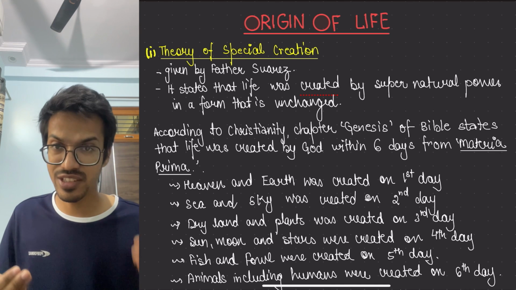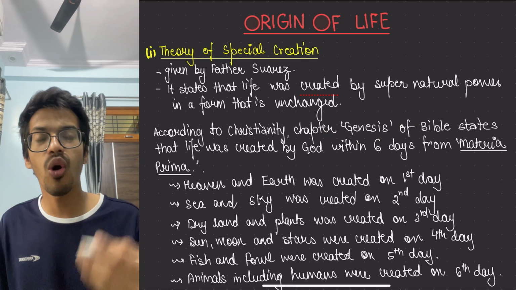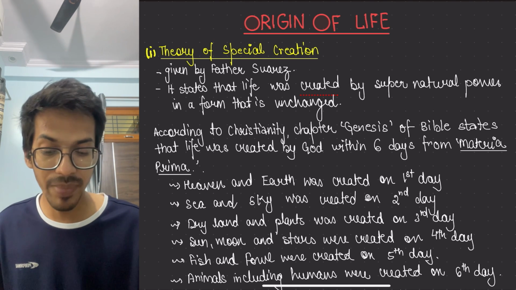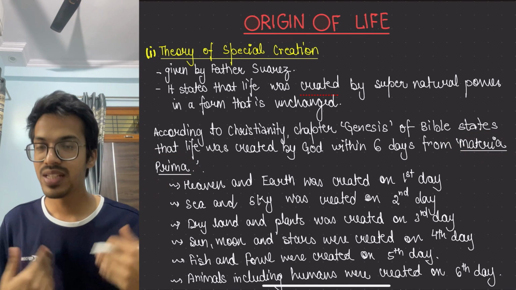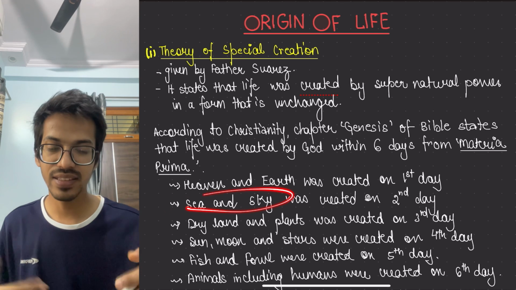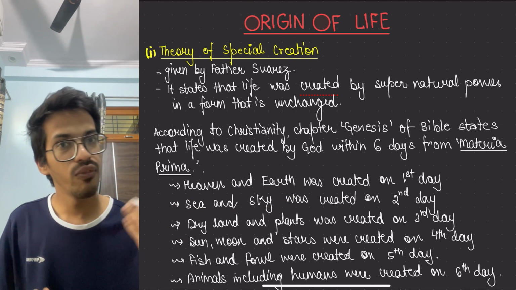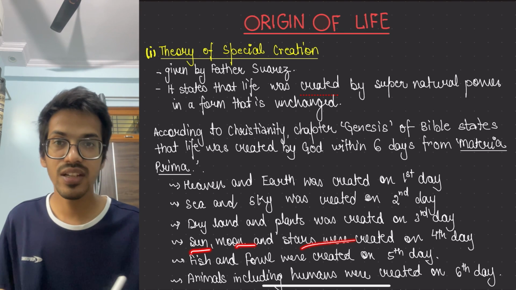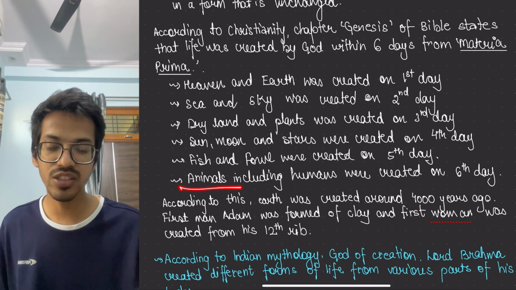In Christianity there is the Genesis chapter in the Bible, which states that God created this whole thing in 6 days from a material called Materia Prima. On the first day he created heaven and the earth. Second day, sky and the sea. Third day, dry land and the plants on it. Fourth day, sun, moon and stars. Fifth day, fishes and fowls. Fowls are the birds. And the sixth day he created animals including humans.